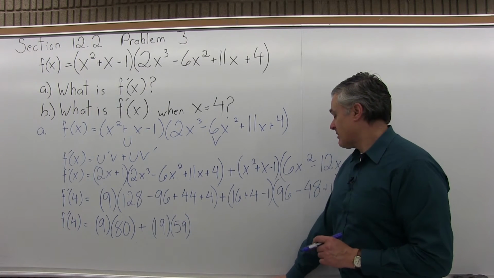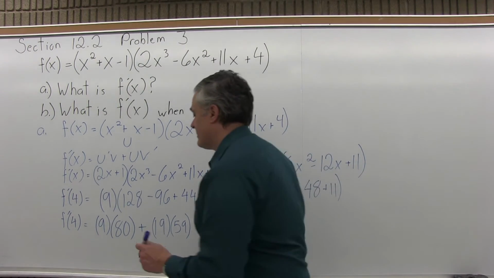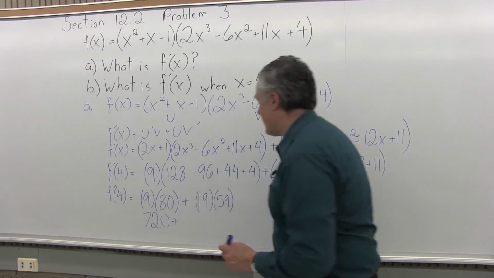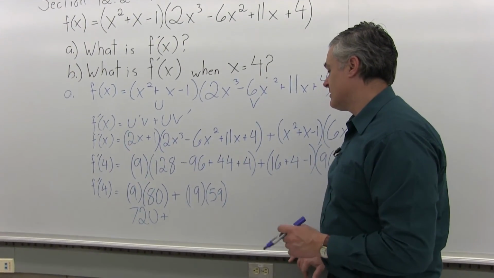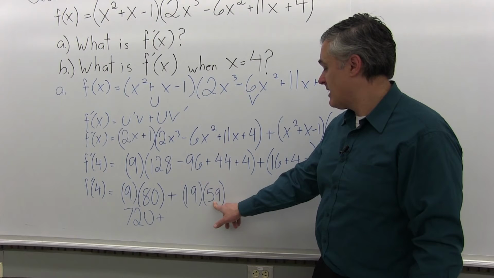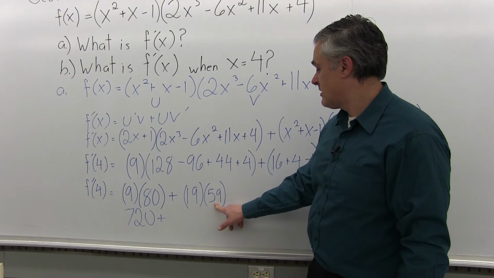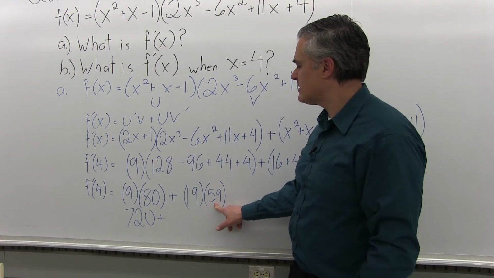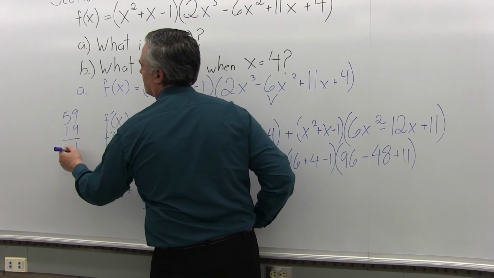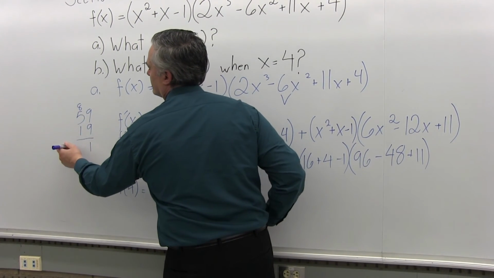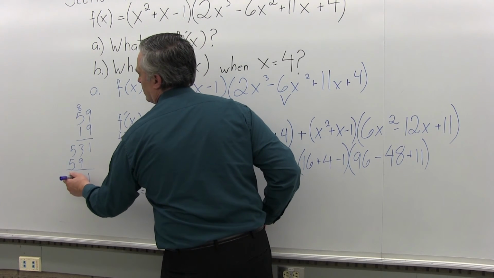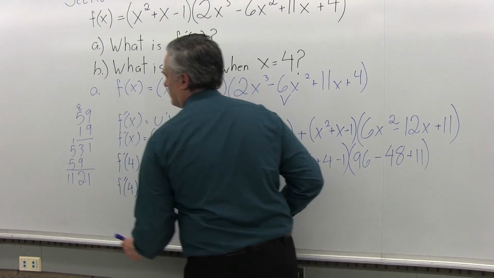So now I can multiply out the 9 times 80. 9 times 80 is 720. And now 19 times 59 is a little bit more difficult. If I think of it as 20 times 59, it'd be 1180. And then I'll pull off a 59. I might as well just multiply it out. 59 times 19, 531 and 590 gives 1121.